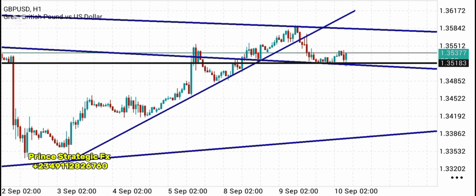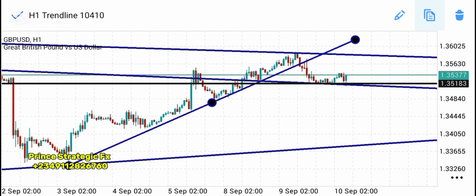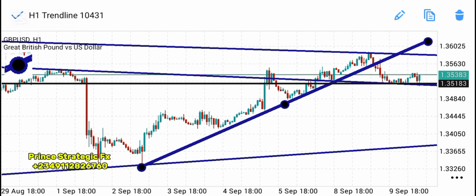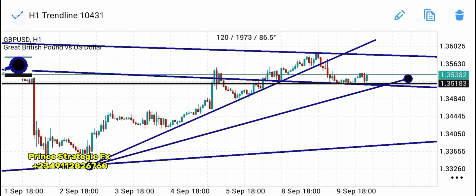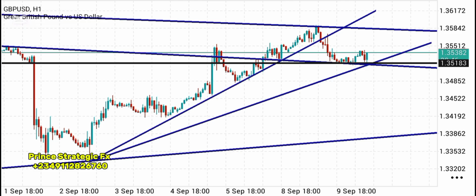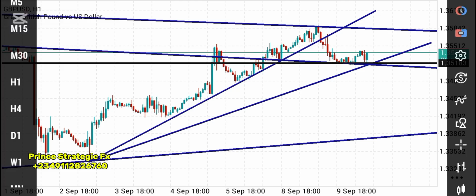We are not done. There is another trend line, and another trend line again. When you look at the chart clearly, you're going to see what you have never seen previously. You understand? This is all I can see on H1 and also on H4. Very simple. Now we're going to move to the 15 minutes time frame.